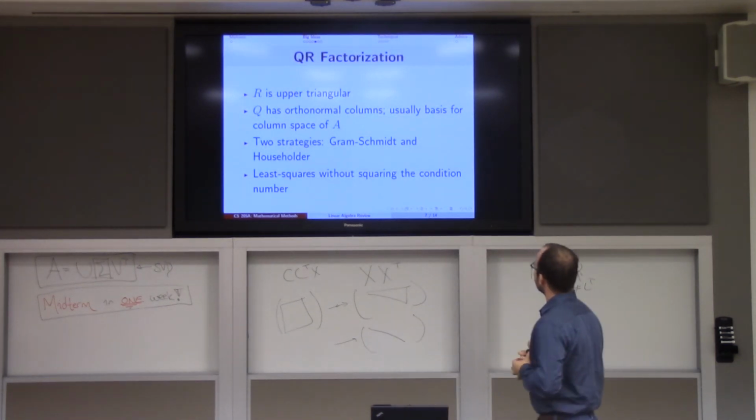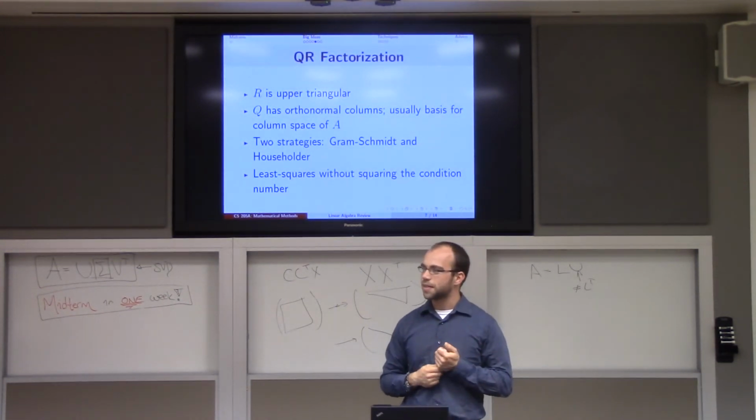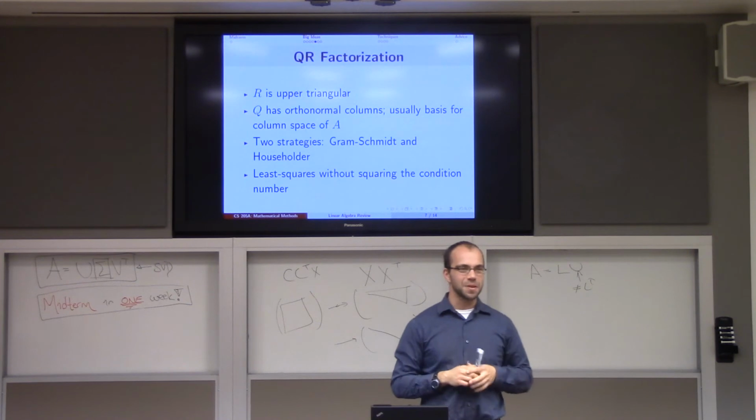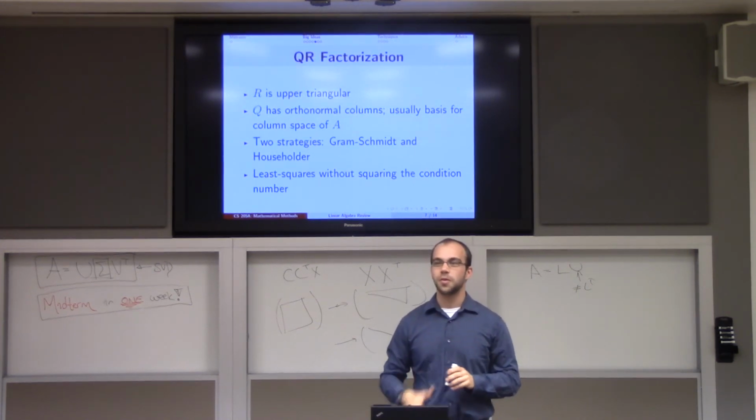And finally, why do we like QR? Well, for one thing, it allows us to carry out least squares without squaring the condition number, like what can happen if you do LU factorization of the normal equations.